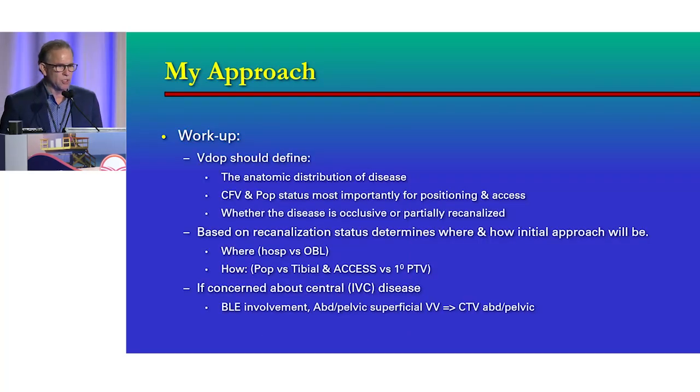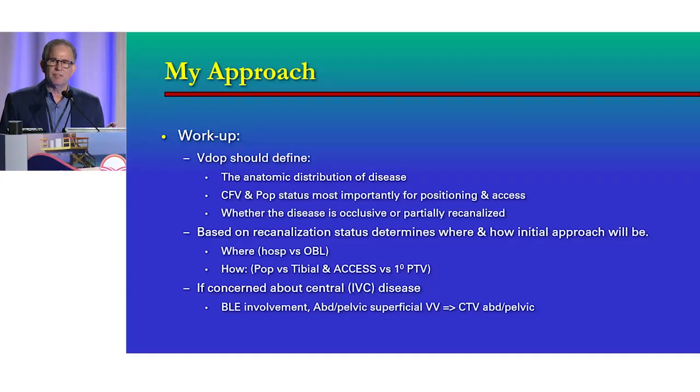So here's my approach. First, we start with the venous Doppler. You want to define the anatomic distribution of the disease. You want to see the common femoral and popliteal status, so that you understand how to position them. Most of these patients I'll position prone, start at the ankle, and then get into the popliteal once we've cleared out the popliteal and treat the suprainguinal disease if there is any there.